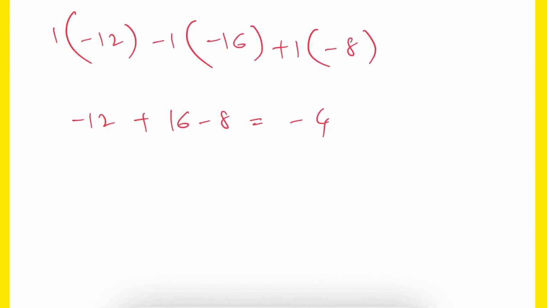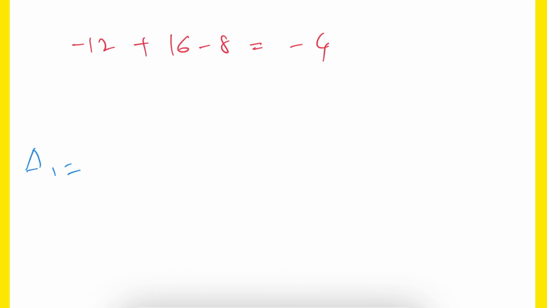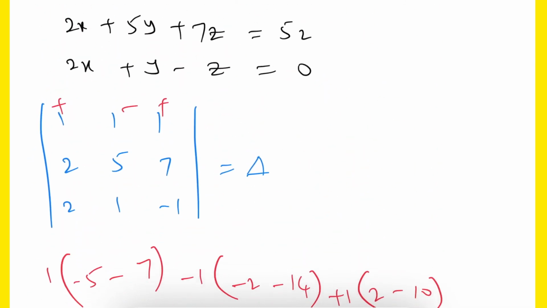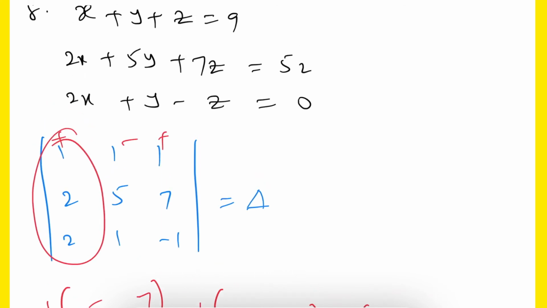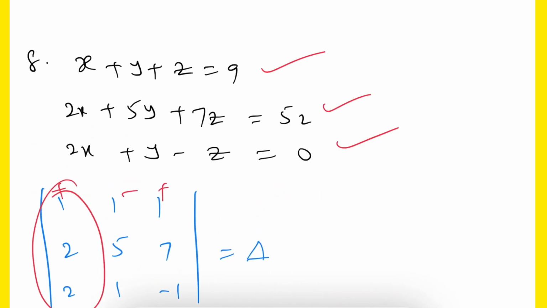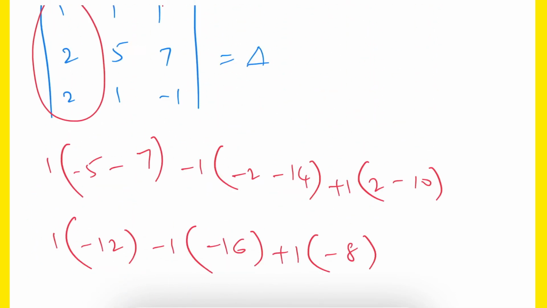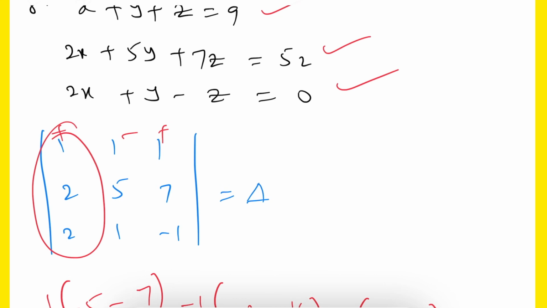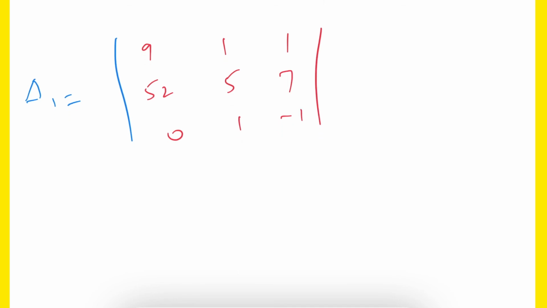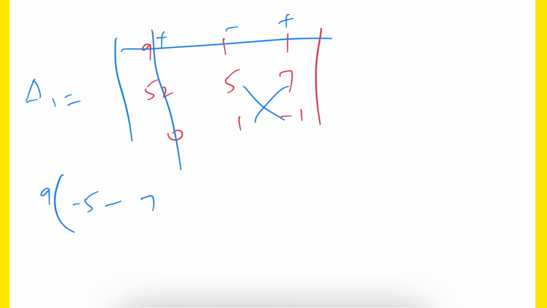Now we need to find out the delta 1 then. So delta 1 is nothing but first column should be replaced. Here first column is 1 1 2, that should be replaced with 9 52 and 0. Then second column, third column as it is, right? So second column will become 1 5 1 as it is, third column will be 1 7 minus 1 as it is. Okay, for this let us find out the determinant now. This will be plus minus plus 9 into 5 into minus 1 minus 5 minus 1 7 is 7.